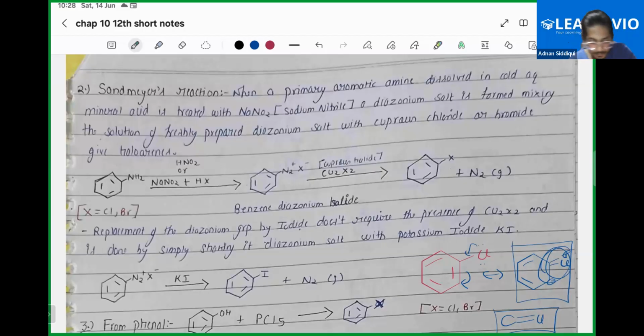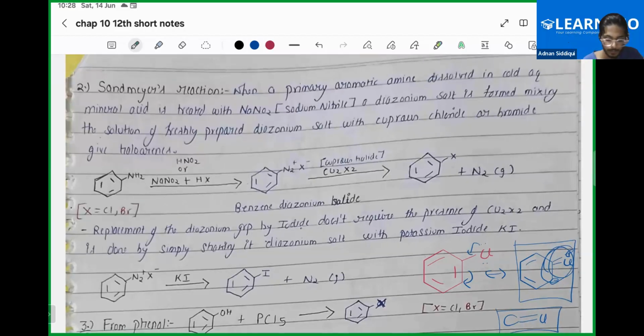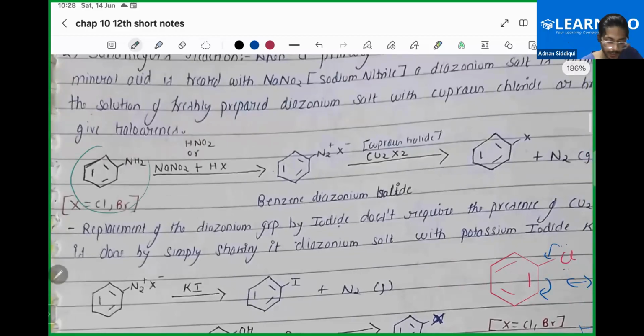See, this is a very important reaction. What we are doing here is starting with aniline, which is benzene with the NH2 group, and we are reacting it with NaNO2 plus HCl. X could be Cl, Br. Or you can simply say HNO2, because after these two reagents react, they will provide HNO2 itself. So you can either write HNO2 or NaNO2 plus HCl.